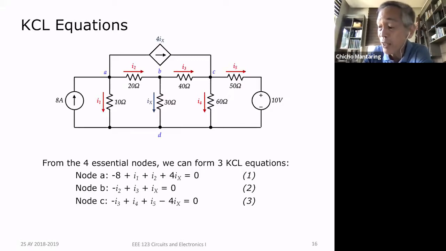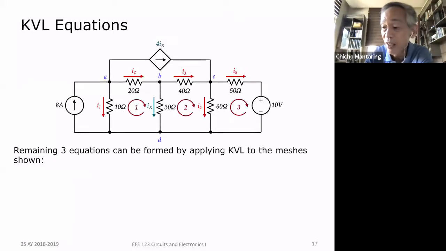So 3 KCL equations. In this particular case, this node T is what I assigned to be my reference. That's why I didn't form a KCL equation for it anymore. Like I said earlier, if you combine these 3 KCL equations and eliminate the proper currents, you're going to get the KCL equation for node D. So how many unknowns do I have? 6. I have 3 equations. I need 3 more equations.